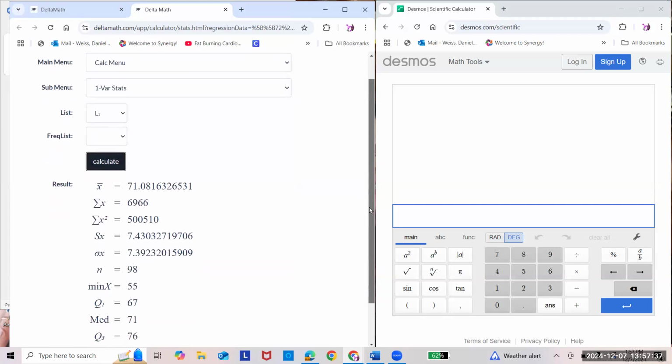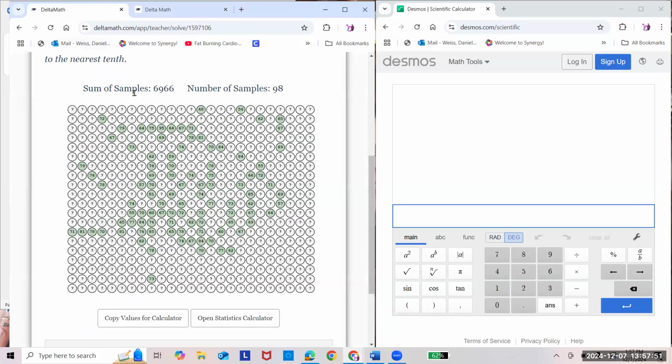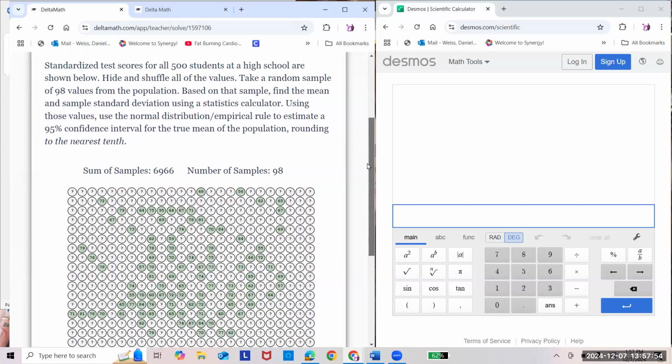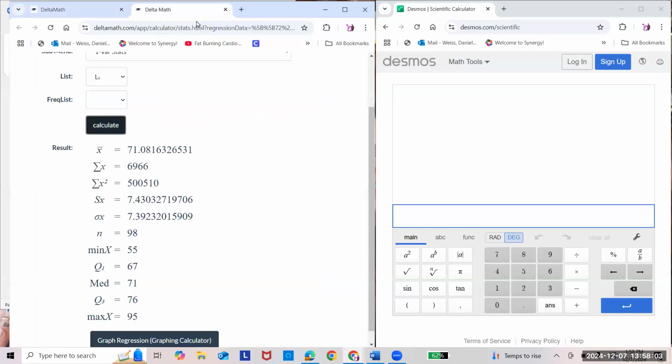Now, your mean here is 71.08. By the way, the problem said we're going to go to the nearest tenth in this situation. So to the nearest tenth, I'm going to go back to the calculator. We've got the mean is going to be 71. For the moment, I'm just going to leave it at 71.082. And now I'm going to calculate.